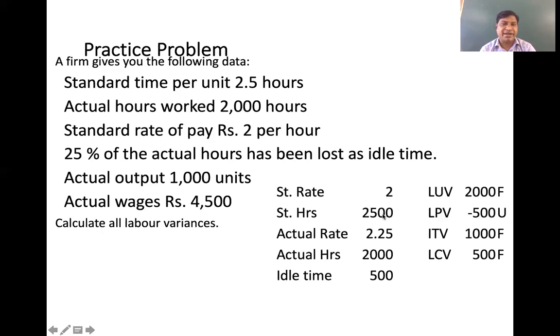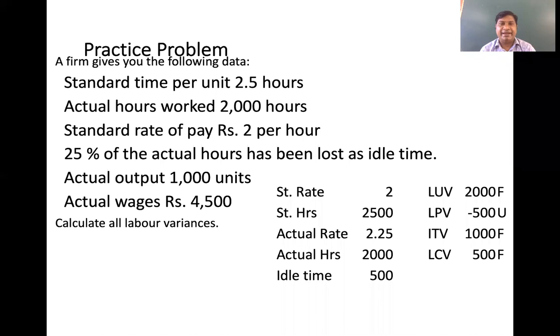And what's the actual rate? Is the actual rate given in the data? Scan through. There's no actual rate given here. So you have to calculate. How do you calculate? What's the actual wage amount? The total actual wage is 4,500.